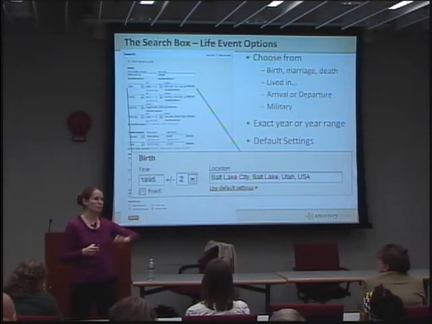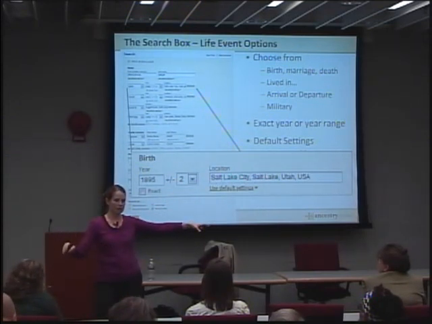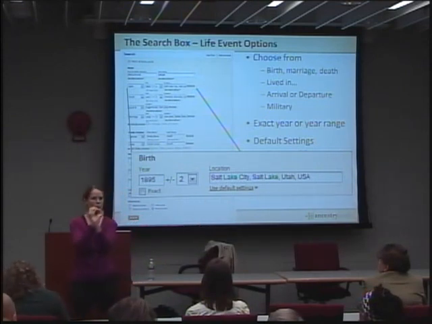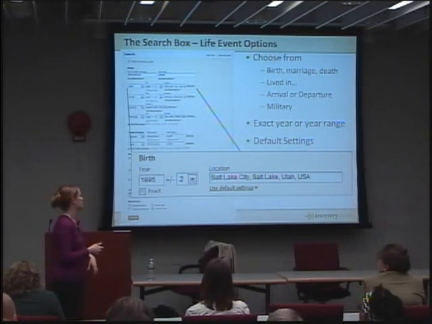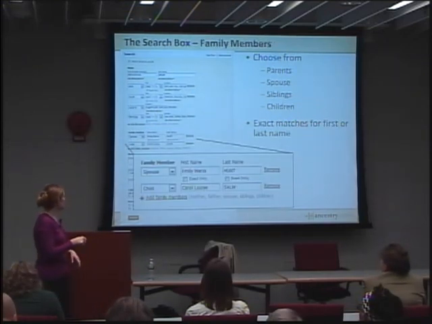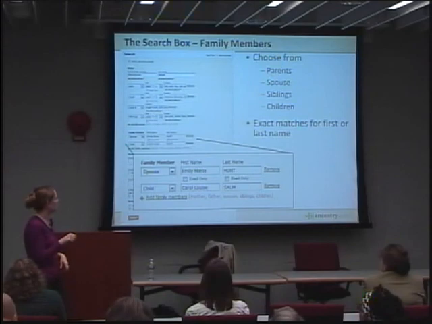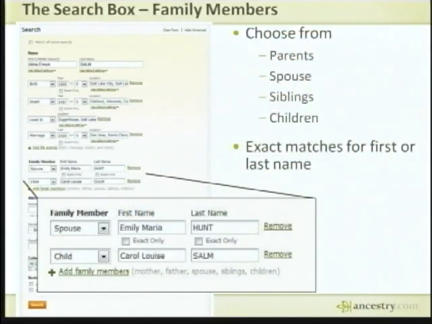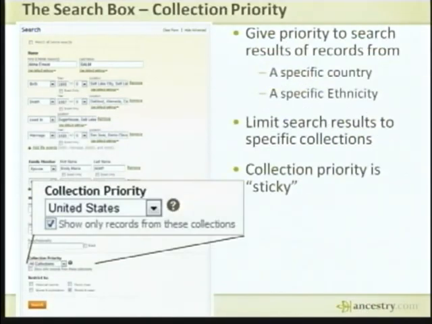For those people who are in Arkansas when they really should be in California, you want a search engine that's going to search that far, but you also want the control to bring it in and focus on where you want it to search. You can add in family members, so parents, spouse, siblings and children. You can also choose to do exact matches for that. Now, collection priority. As I mentioned before, you can search records that are for a specific ethnicity or a specific country. And you can choose that under collection priority.